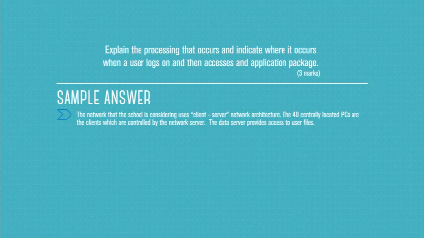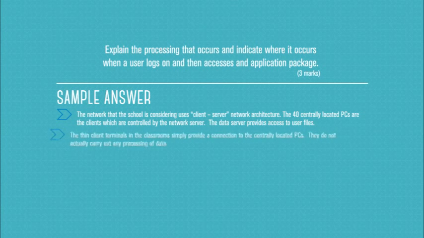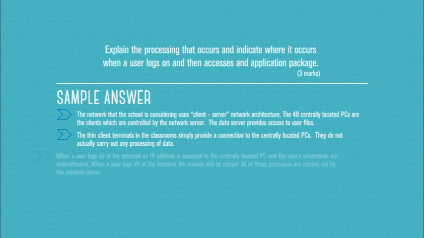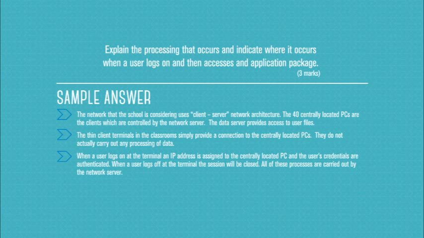So the network that the school's considering using is a client-server network architecture. There's 40 centrally located PCs. They're the clients, and they're controlled by the network server. The data server provides access to the data files. And then thin client terminals in the classrooms, they simply provide a connection to the centrally located PCs. They don't actually carry out any processing of data. When a user logs on at the terminal, an IP address is assigned to the PC and the user's credentials are authenticated. When a user logs off at the terminal, the session's going to be closed.